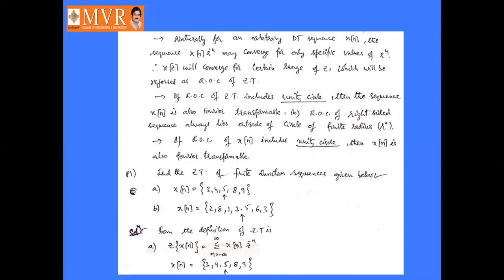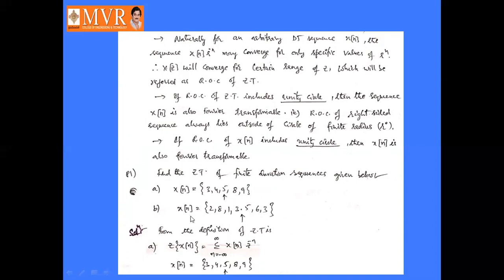Okay. Next, we'll do the problems related to the Z transform. Find the Z transform of the finite duration sequences given below. Here, two sequences are given, and an arrow mark is given at the middle of the sequence. So at 5, the arrow mark is given. It means that its value is x of 0. x of 0 is 5. x of minus 1 is 4. x of minus 2 is 3. Similarly, x of 1 is 8. x of 2 is 9.